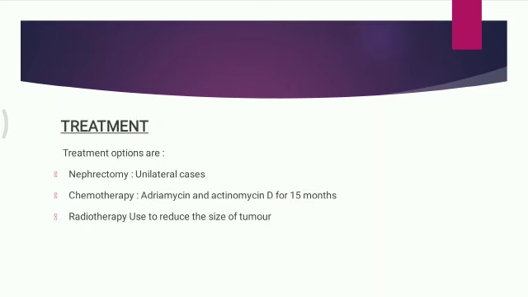Treatment options are nephrectomy in unilateral cases, and chemotherapy is given with adriamycin and actinomycin D. Radiotherapy is used to reduce the size of tumor. Wilms tumor may be bilateral or large in size, and may be inoperable. For such cases, radiation therapy may be used to reduce the size of tumor so that surgery can be performed.